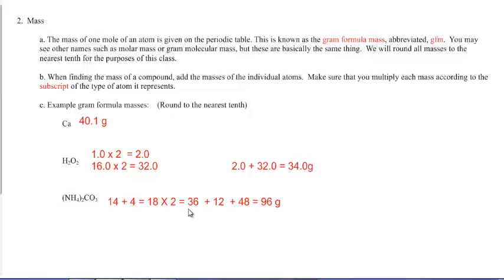So that's 36. Now I'm going to add carbon's mass, which is 12. Oxygen is 16 times 3 is 48. So the ammonium carbonate is 36 plus 12 for carbon plus 48 for oxygen. So the GFM for ammonium carbonate is 96 grams.